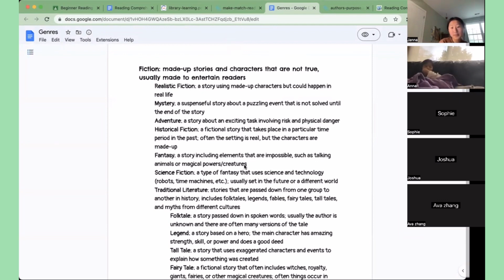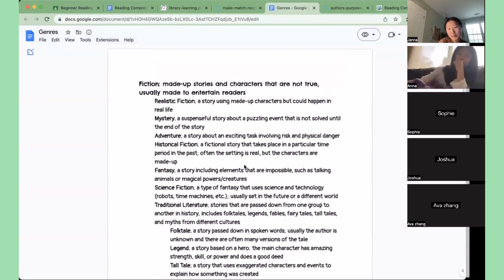Next we have science fiction, and this is a type of fantasy that uses science and technology, so like robots, time machines, anything like that. And it's usually set in the future or a different world where there are these types of new technology.